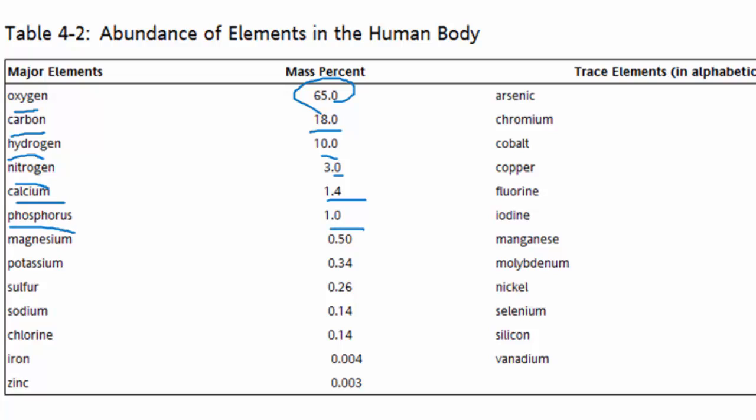And then at less than 1%, the elements are listed in order of decreasing abundance. And then we have magnesium, potassium, sulfur, sodium, chlorine, iron, zinc, arsenic, chromium, cobalt, copper, fluorine, iodine, manganese, molybdenum, nickel, selenium, silicon, and vanadium. All those are in the human body.